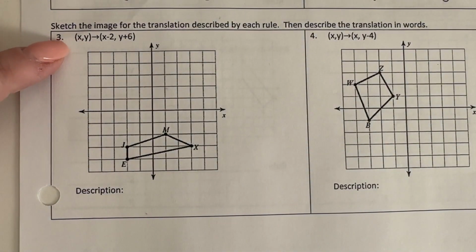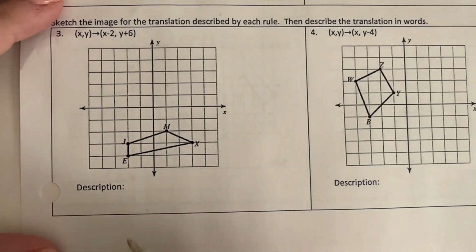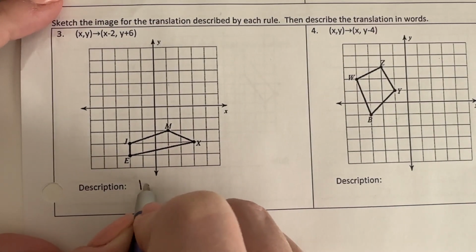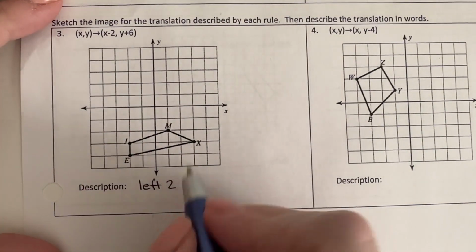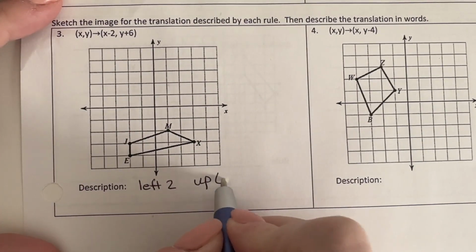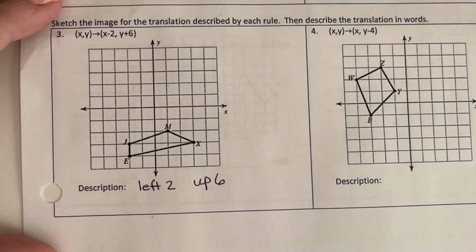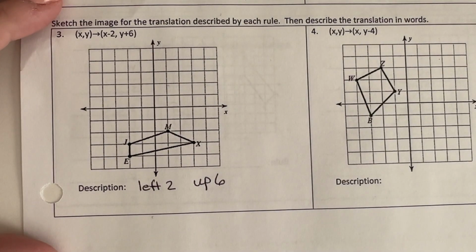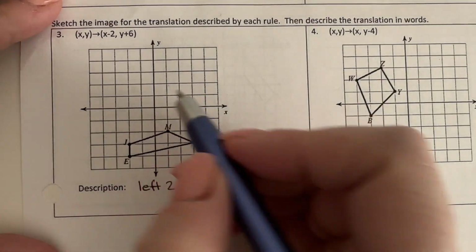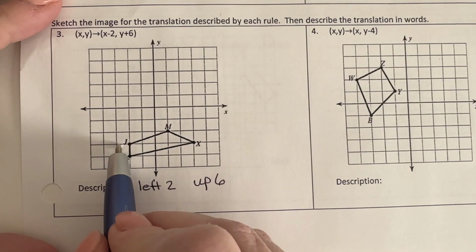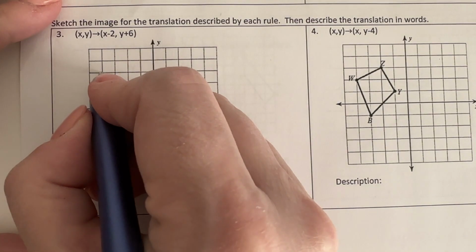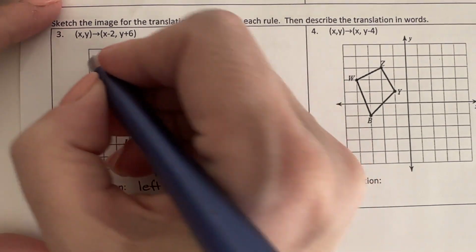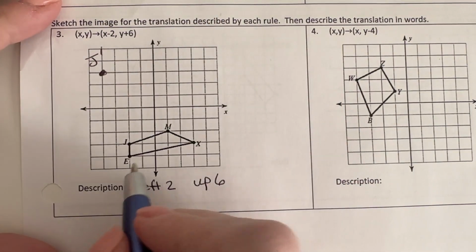So first let's look at our rule that's up here. Our rule says it's x minus 2. That means I'm going left 2 and I've got a plus 6 on the y, so it means I'm going up 6. So now I'm just going to take every one of those points and move them and relabel the points. So starting over here, I'm going to go 1, 2 to the left and then 1, 2, 3, 4, 5, 6 up. And that's going to be my J prime.